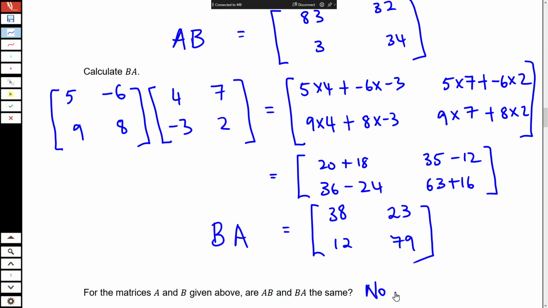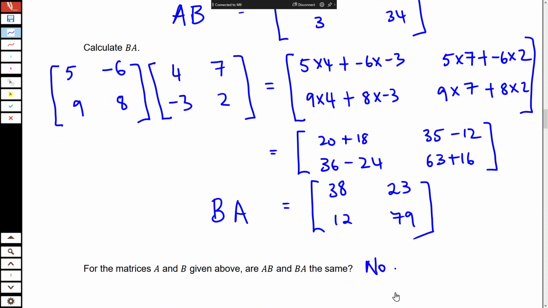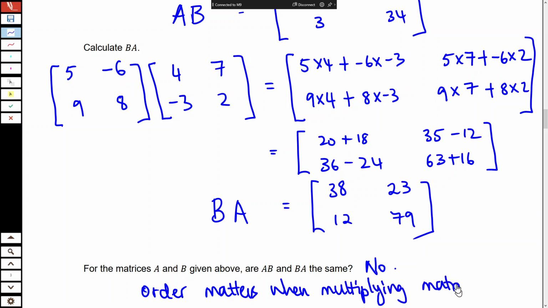They're not the same. So most of the time, order is going to matter when multiplying matrices. Sometimes, if you set up the matrices right, you do get the same answer, but most of the time you won't. So just want to draw that to your attention because this is a common misconception that students have. If I multiply the two matrices, I get the same answer no matter what order it's in. It's not true. Actually, we just showed that.